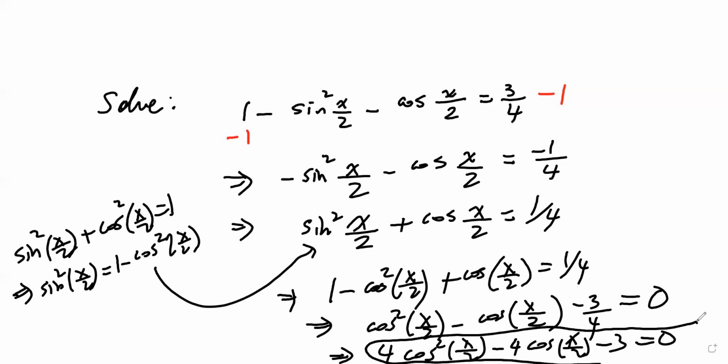So now I need to solve this quadratic. It's like a quadratic equation, so I will just have to either factorize it or maybe use the quadratic formula. It is actually factorable, because this is like factoring 4x squared minus 4x minus 3, right?